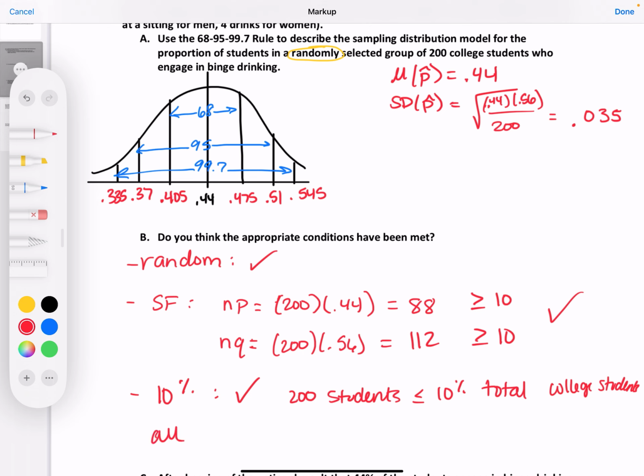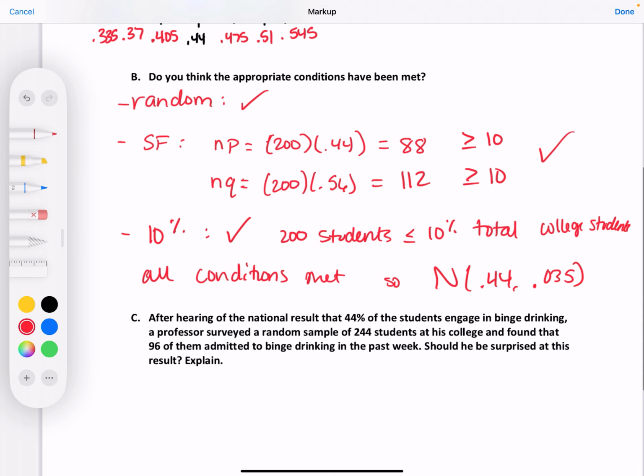So all conditions are met, meaning we can use what? So we can use the normal model for 0.44 and 0.035. After hearing of the national result that 44% of the students engage in binge drinking, a professor surveyed a random sample of 244 students at his college and found that 96 of them admitted to binge drinking in the past week. Should he be surprised at this result?